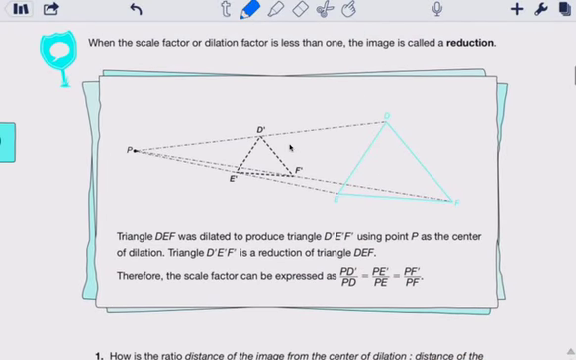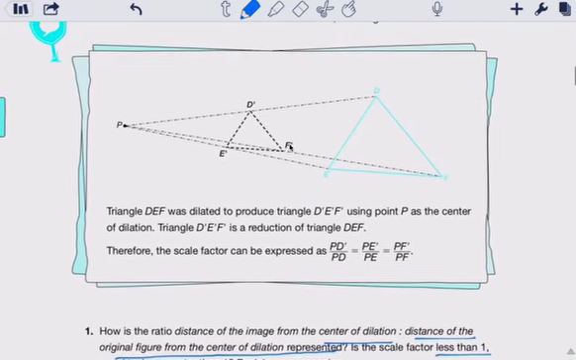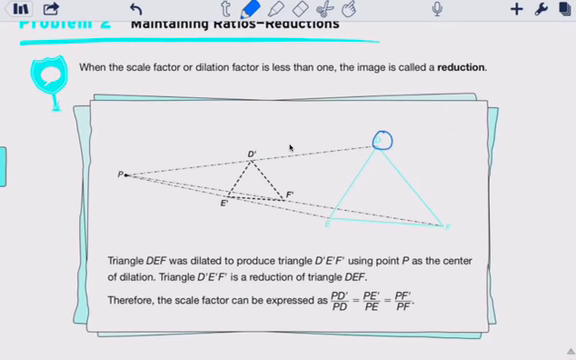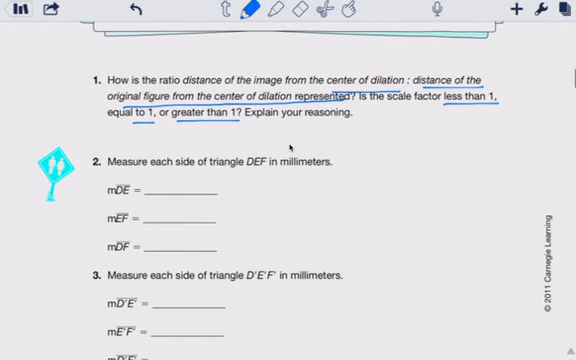It's actually a reduction, not a dilation, because it started out here and it went smaller. That's why it's a reduction, so it's less than 1. Anyways, I'll explain it tomorrow. I forgot to explain it in class.